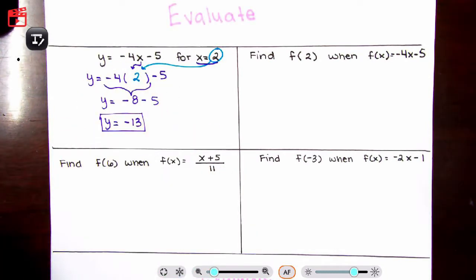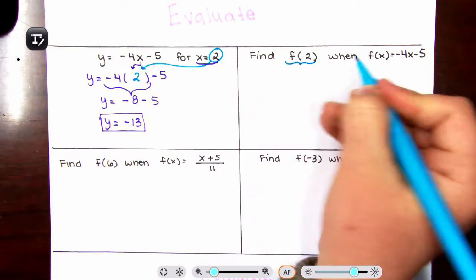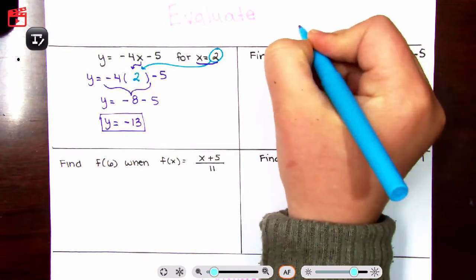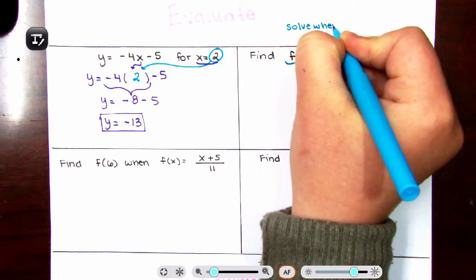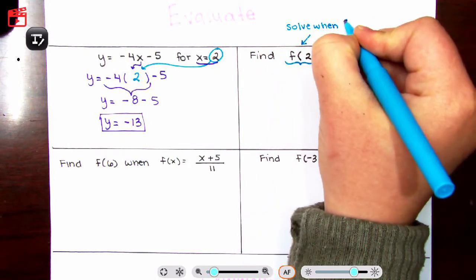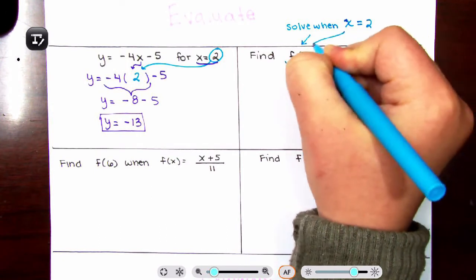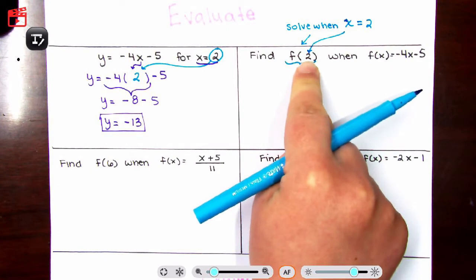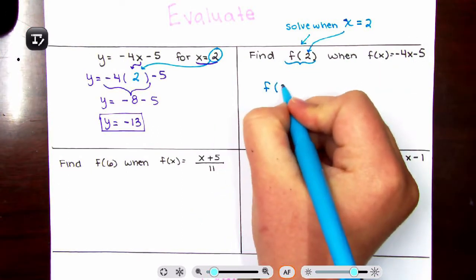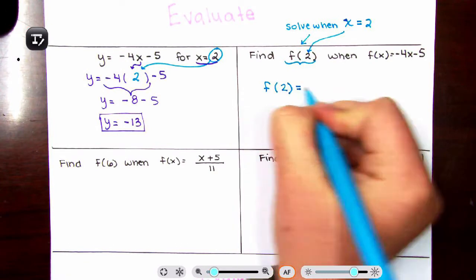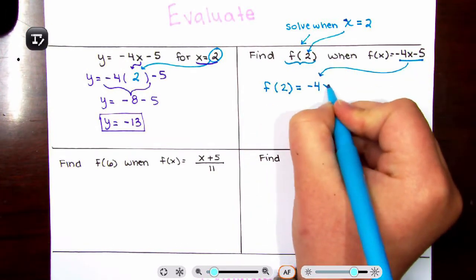Now when you use function notation, f of 2, this means solve when x is 2. So this says solve when x is 2. So that means for f of 2 equals, and I'm going to copy this down, negative 4x minus 5.